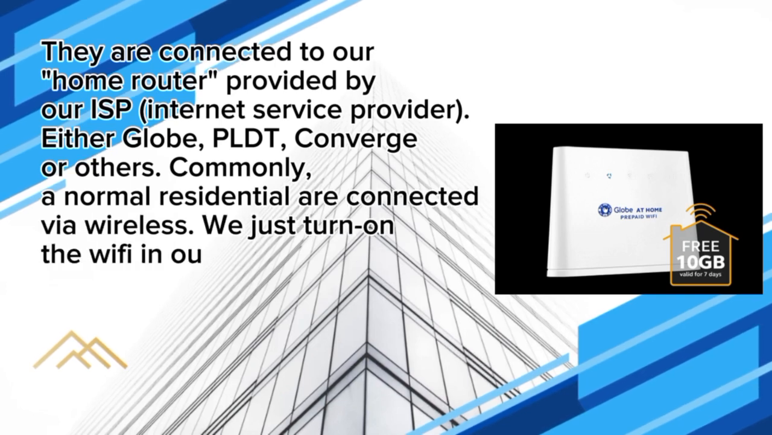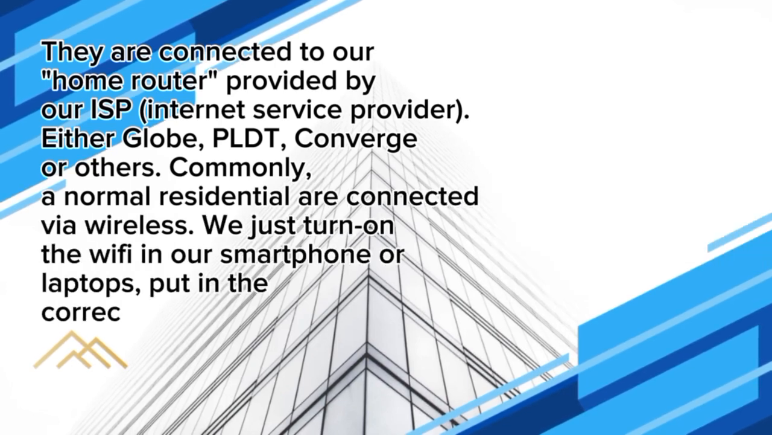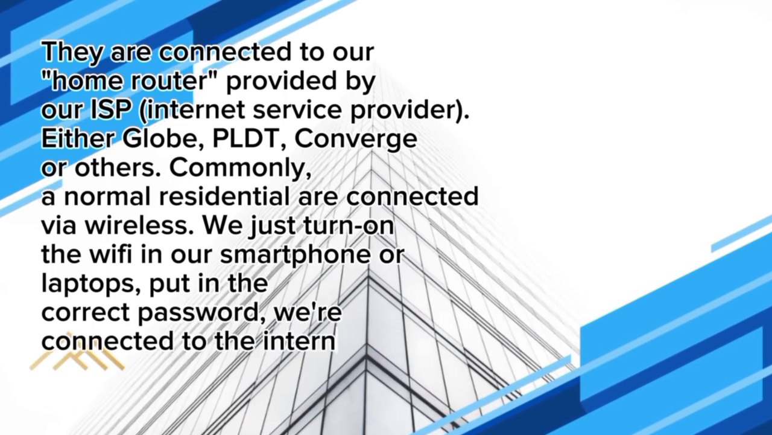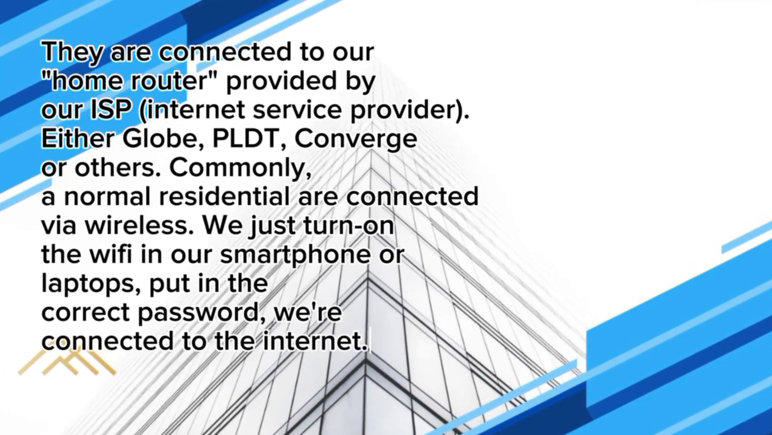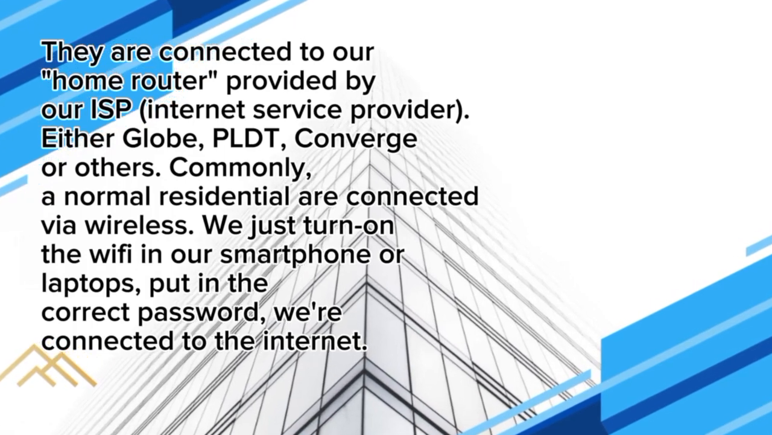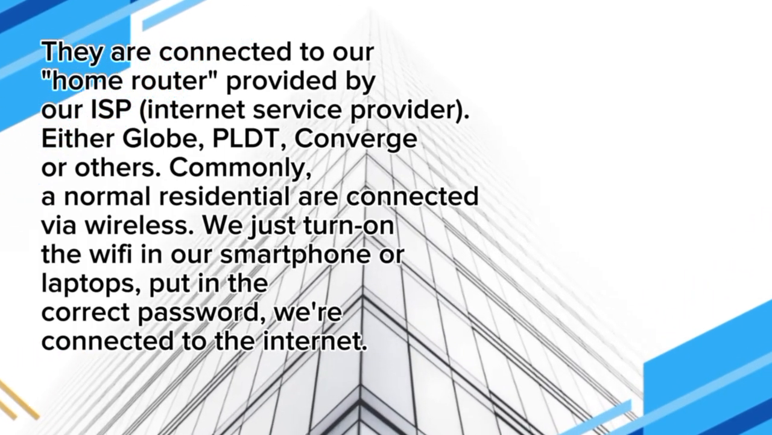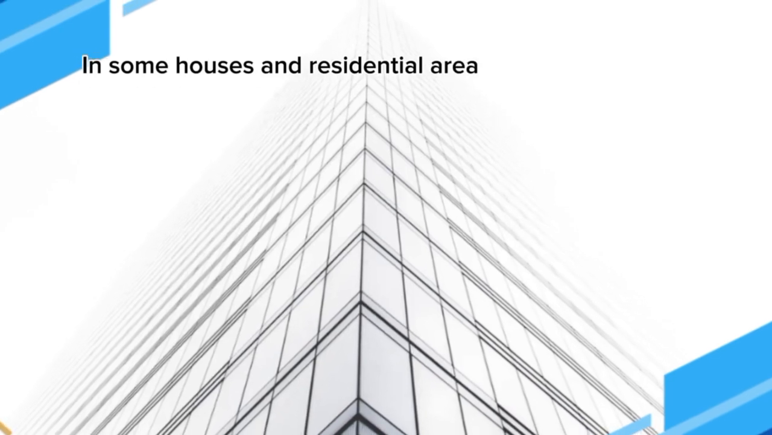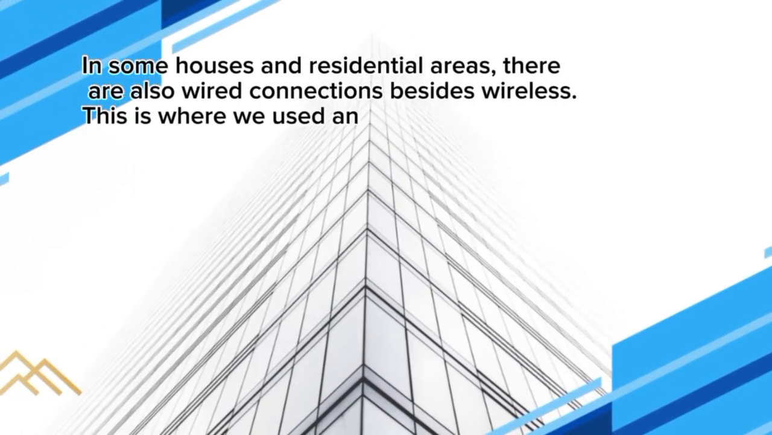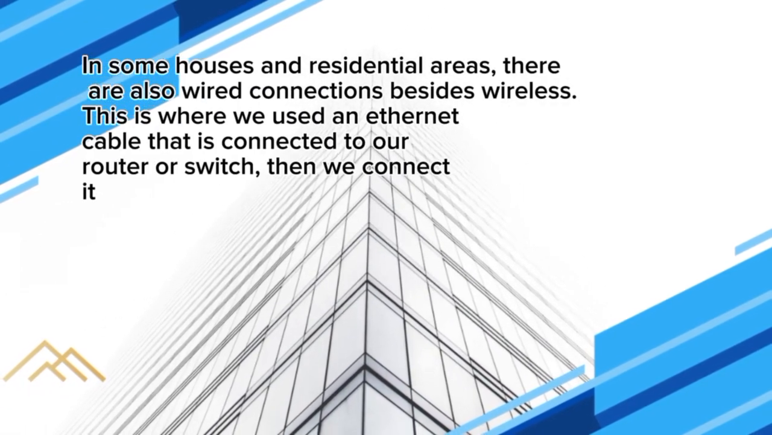Commonly, a normal residential setup is connected via wireless. We just turn on the Wi-Fi in our smartphone or laptops, put in the correct password, and we're connected to the internet. In some houses and residential areas, there are also wired connections beside wireless.